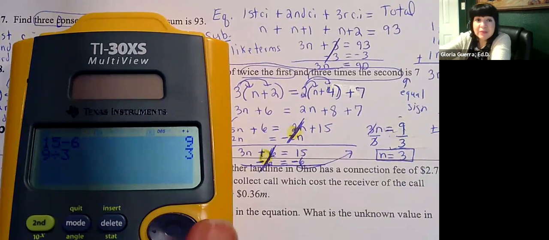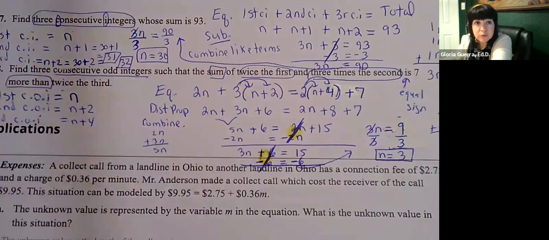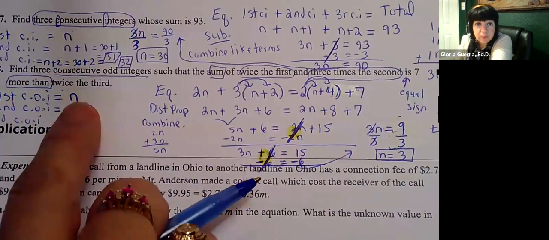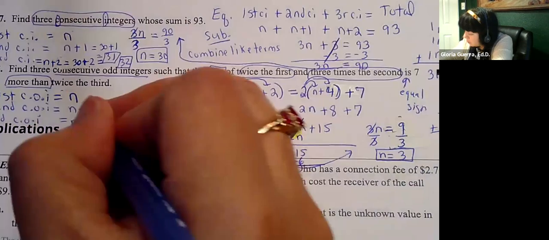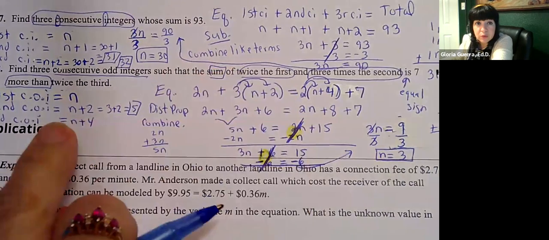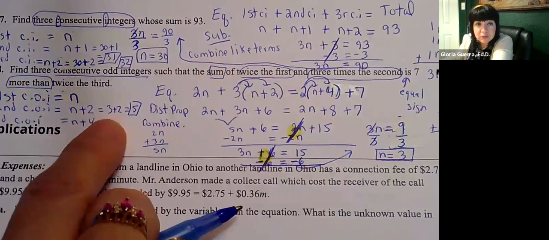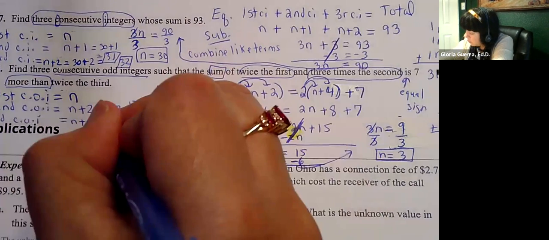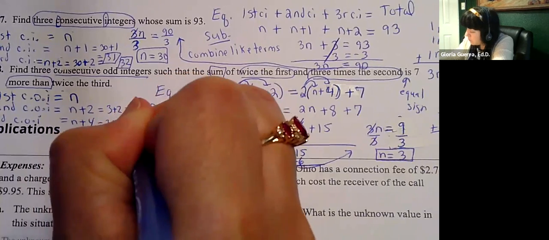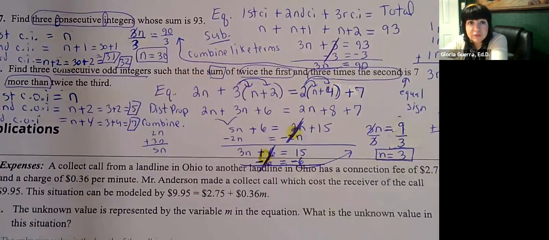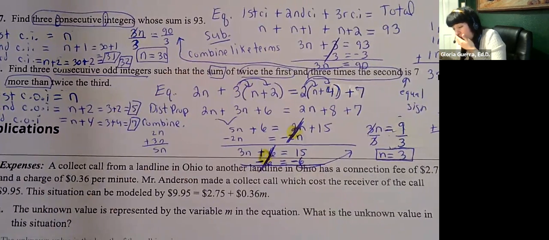n is 3. And that's the first one that you found. But if you have to find all of them, the first one is 3. The next one is n plus 2, n is 3, 3 plus 2 is 5. And then the next one is n plus 4. So n is 3 plus 4, which is 7. So now you have 3, 5, and 7. And that's how you work those. Okay. All right.